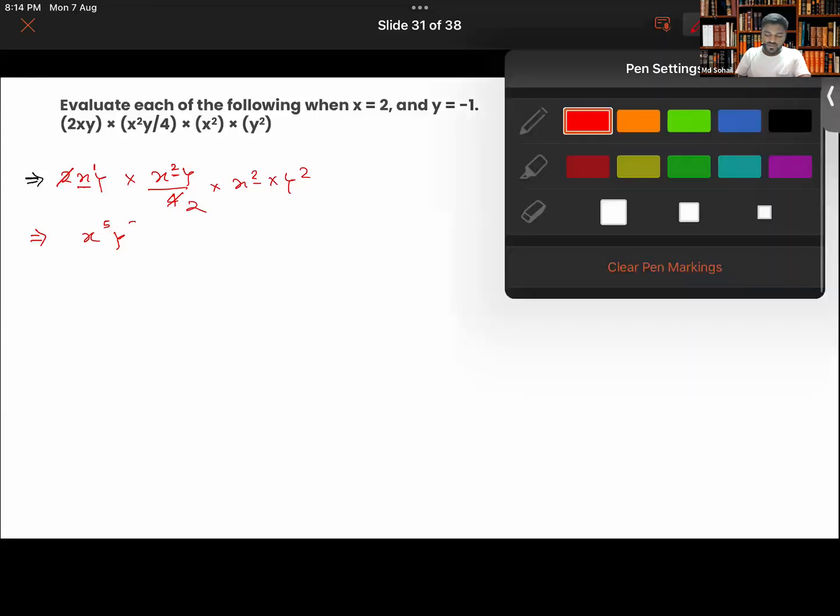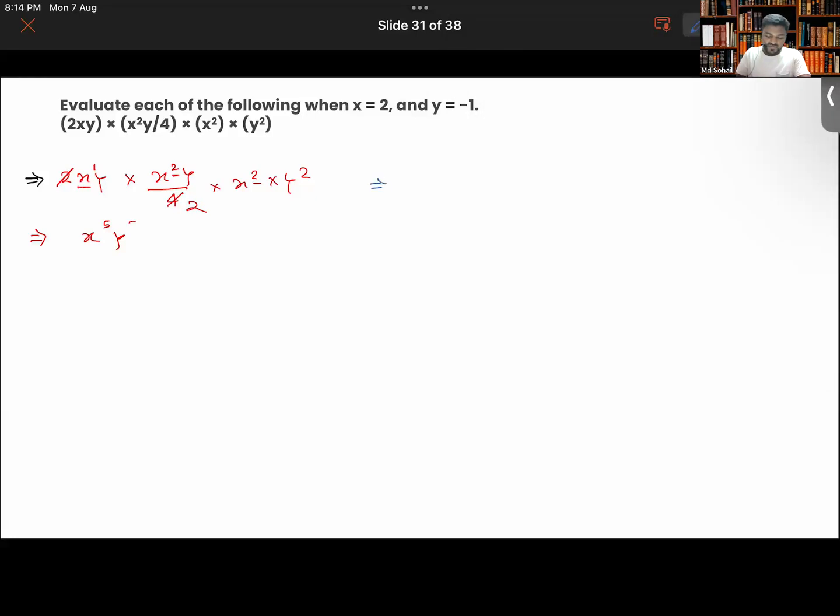I guess the question is visible to you guys. It's x multiplied by y, multiplied by x square y, multiplied by x square, multiplied by y square, right? So x will be with the power of how much? Minus 32. Is that the answer when you put the value x equals 2?